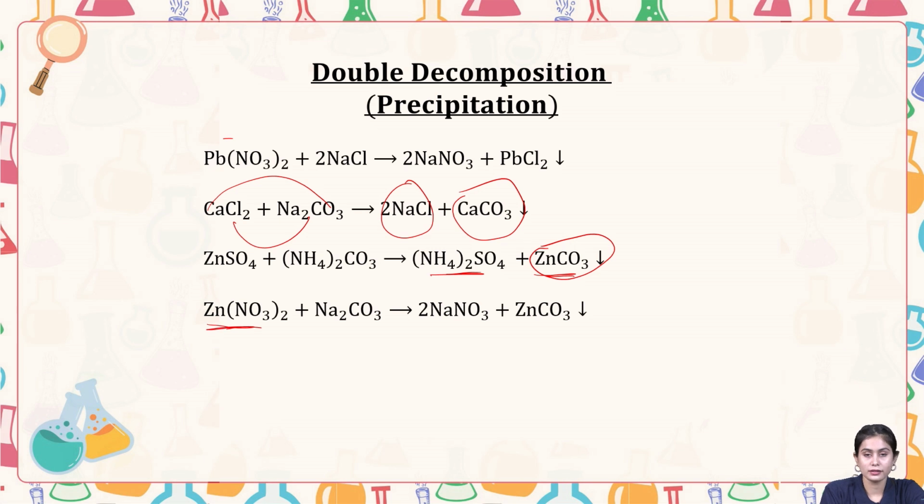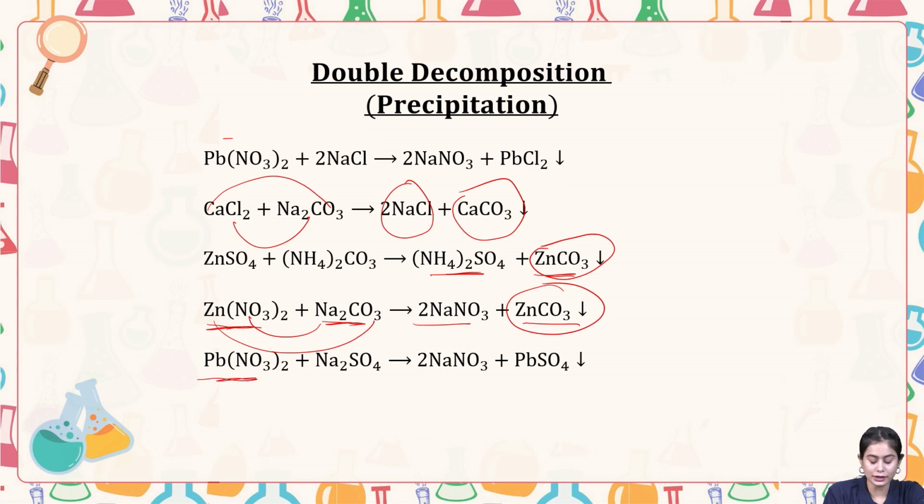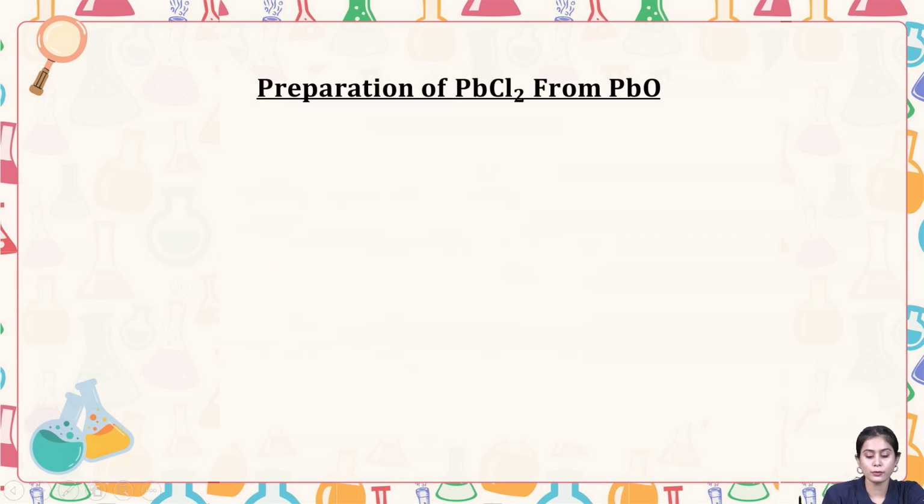Okay, let's move on. Zinc nitrate plus your Na2CO3. Double displacement reaction, what will happen? NaNO3, and ZnCO3, zinc carbonate, as the precipitate. Simple? Okay, moving on. Lead nitrate plus Na2SO4. So how will it go? PbSO4 as the precipitate and your NaNO3. Review the reactions. Let's move on.